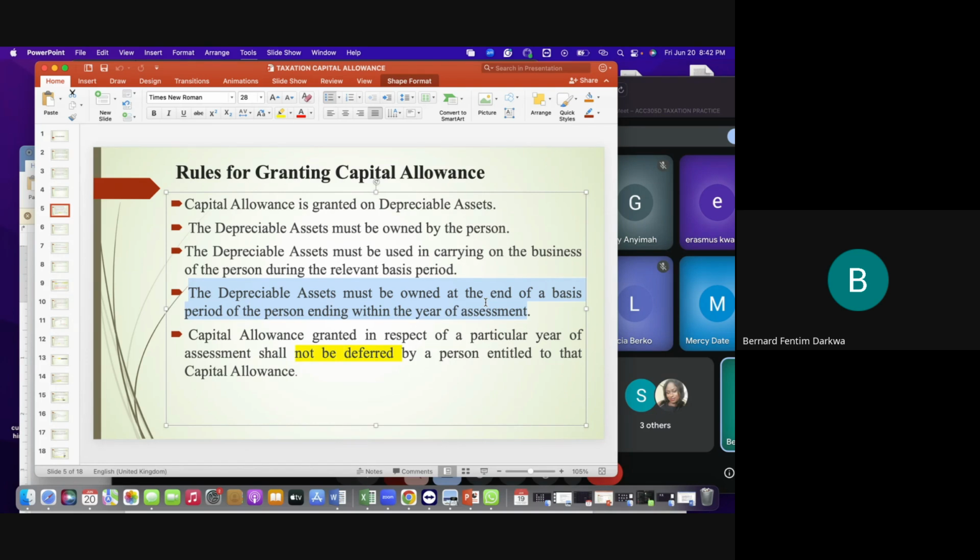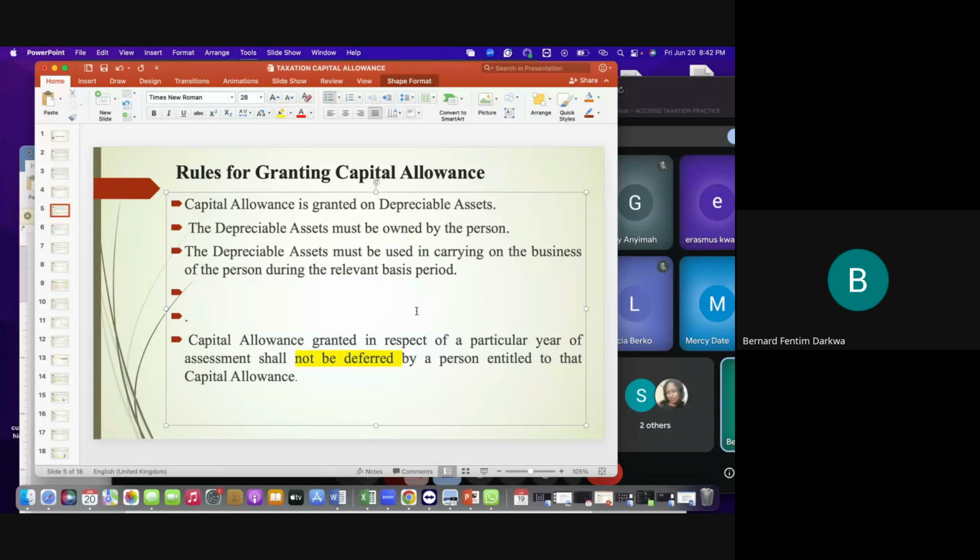You can't defer. So if this year you have access to another thing that you qualify for capital allowance and you did not apply for it, you can't say that next year, "Oh, last year I was due for capital allowance, it was so much on my asset. I didn't apply, I didn't claim, so this year add the last year's capital allowance." No, you don't do that. Capital allowance is not deferred. That's one condition.